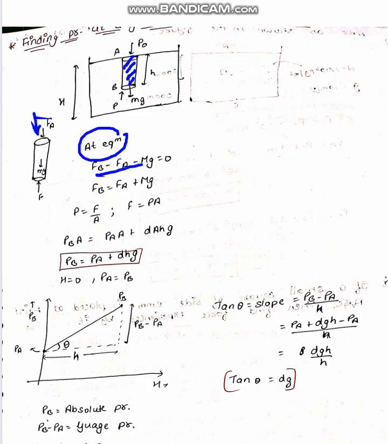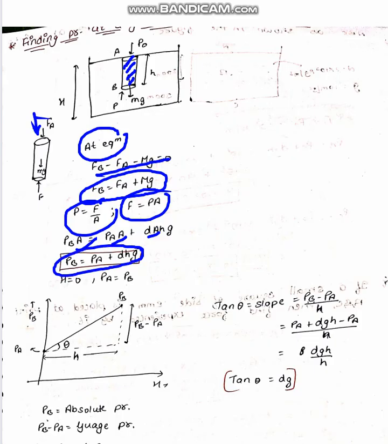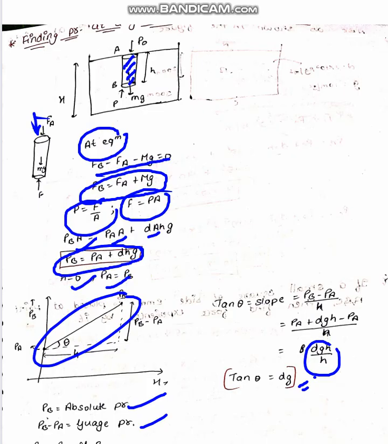Now at the equilibrium position, the net force should be 0. That means Fb is equal to Fa plus mg. Pressure is force by area, so force will be pressure times area. At point B, the force will be Pb times A, equals Pa times A plus dAgh. So from this expression, Pb is equal to Pa plus dgh. If h is equal to 0, Pa is equal to Pb. If you draw the graph, it will be a straight line, and the slope comes out to be dgh by h, which is equal to dg. Here Pb is called the absolute pressure, and Pb minus Pa is called the gauge pressure, as far as the terminologies are concerned.